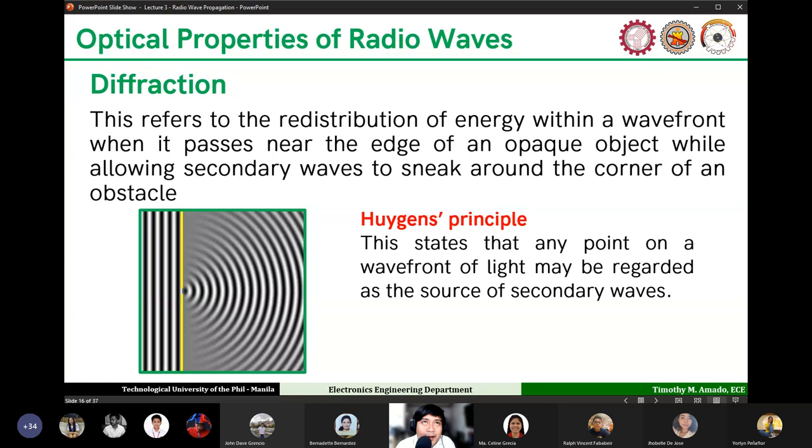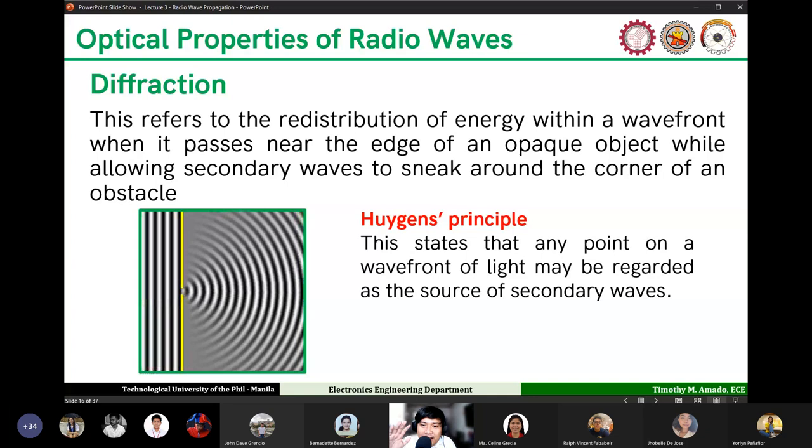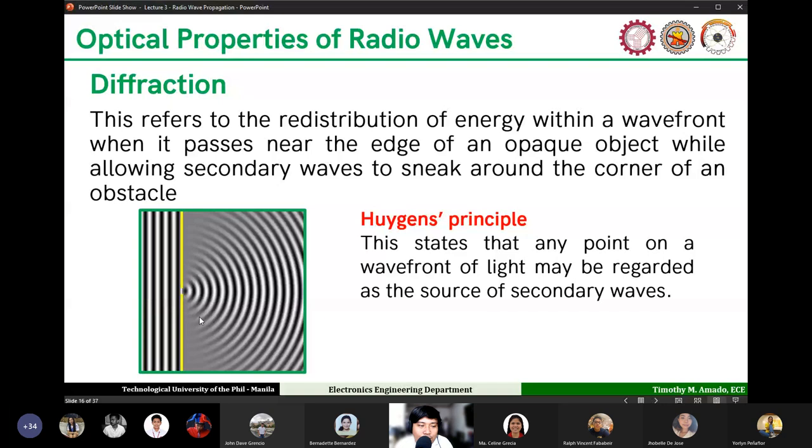Of course, our houses have openings, like windows and gaps in the door, right? When our signal enters through them, it will become a secondary source. Imagine your house has a small opening. When the radio wave enters there, it is not like a laser that goes straight. Once the wave enters there, of course it will diffract, because there is an obstacle, and it will become a source of a secondary wave.